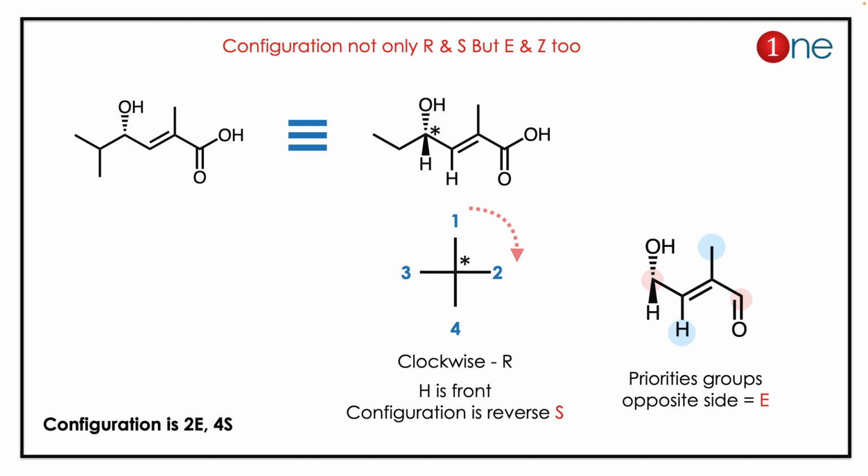Then you should go with the alkene. You have to find whether it is E or Z, that is cis or trans. Here it's a trans category because the high priority groups are on opposite sides, so it will be E there. So the configuration will be 2E and 4S.